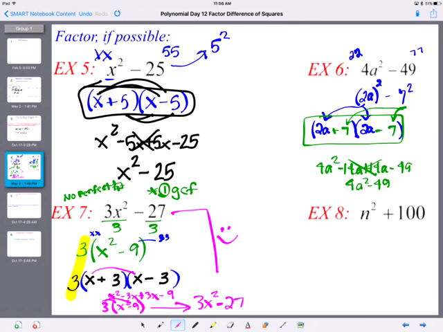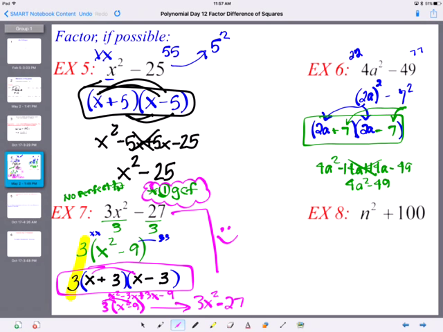Makes me happy. So I know that the factored form of 3x squared minus 27 is 3 times the quantity of x plus 3 and x minus 3. So always, always, always look for a GCF on anything you are factoring first.